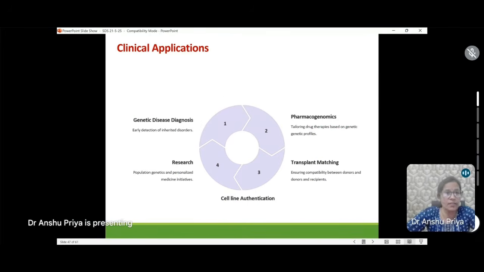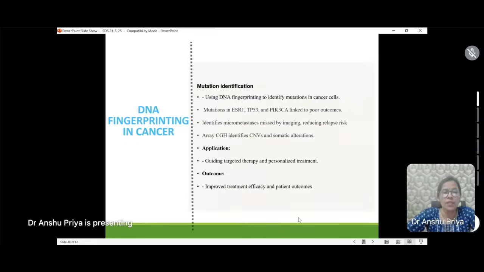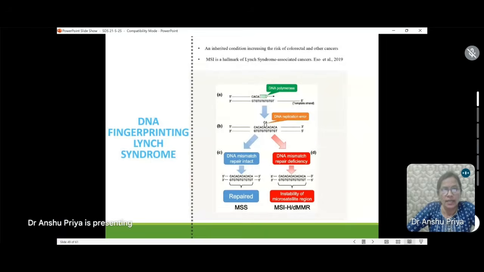Apart from the forensic application, DNA fingerprinting is not limited only to forensic science, but it has various clinical applications. This technique is used in genetic disease diagnosis, research, transplant matching, pharmacogenomics, and cell line authentication. DNA fingerprinting is also useful in cancer diagnosis, like we are able to identify the mutation in the cancer gene. And if we identify the mutation, we are able to guide the therapy. Like in the case of Lynch syndrome, a type of inherited cancer in which there is colorectal cancer, but they are inherited.